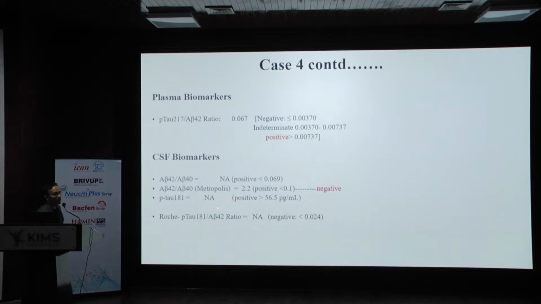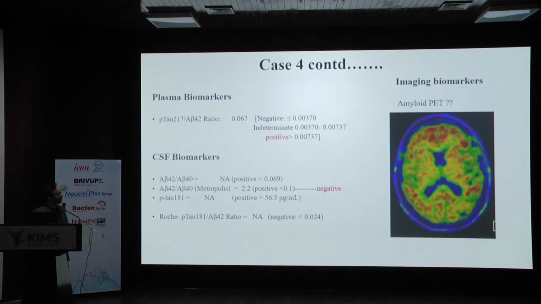But it was done in some Metropolis lab. And when I checked the report, I could not see which methodology they have used, or where those cutoffs were generated from. It was just mentioned this was the value, and less than 0.1 is negative. It was negative. Then we went ahead with the amyloid imaging.